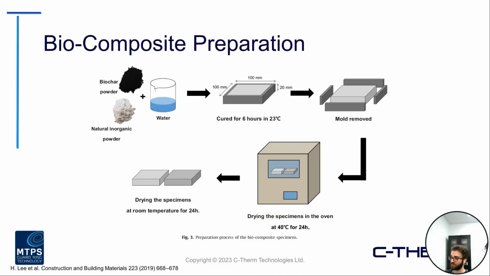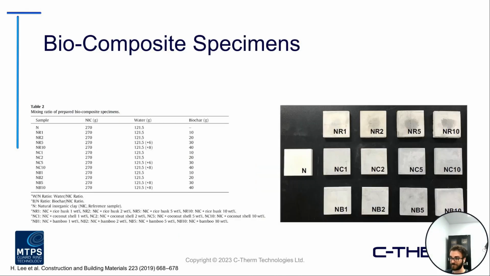So the biocomposite preparation, again, a really nice diagram here. You can see how these were produced: the biochar powder was mixed with the natural inorganic powder and water. They cured these in a mold, dried the specimens in an oven at a certain temperature, and then left them to dry at room temperature prior to testing.